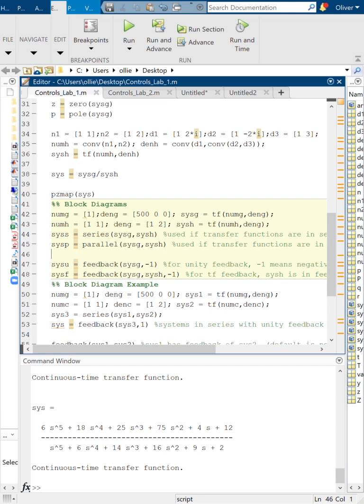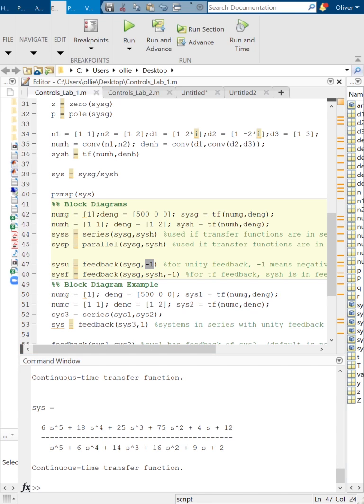All right, moving on to feedback. So if g of s has negative unity feedback, then we'll use the feedback function. The first input is a transfer function receiving the feedback, so that will be g of s. And then the second input is the sign of the feedback. So -1 means that we're going to have negative feedback. So we're subtracting the feedback from the system.